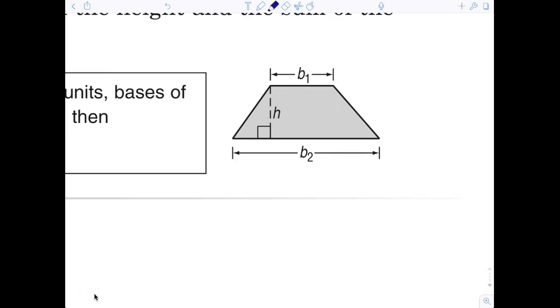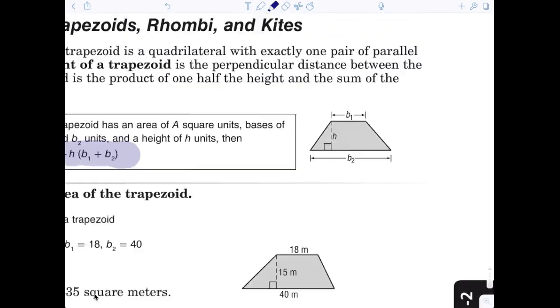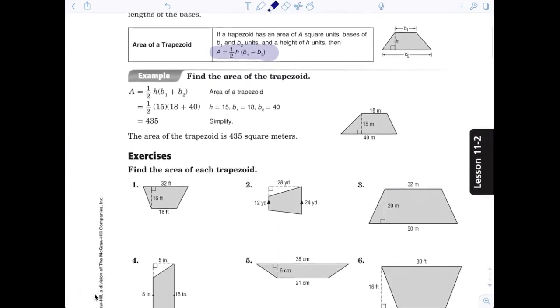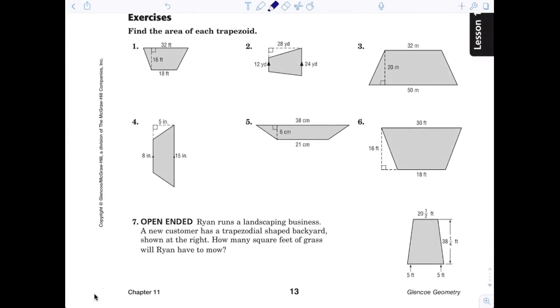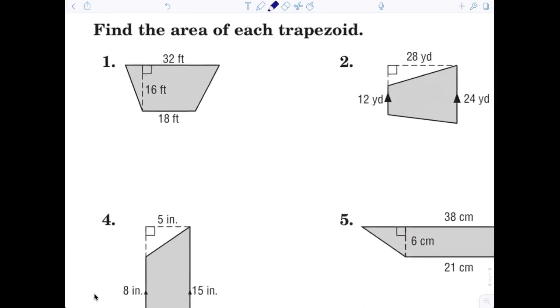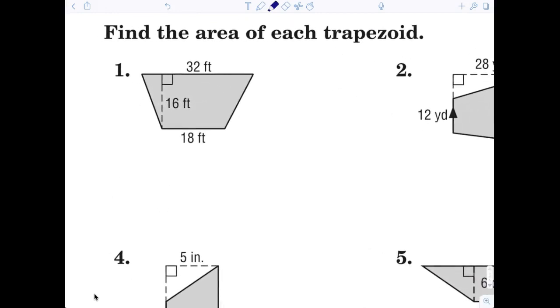So I say it's the average of the bases times the height. That's how I remember it. The average of the bases times the height. That's really it. So let's get out your calculators real quick. We're going to zip through these two worksheets.